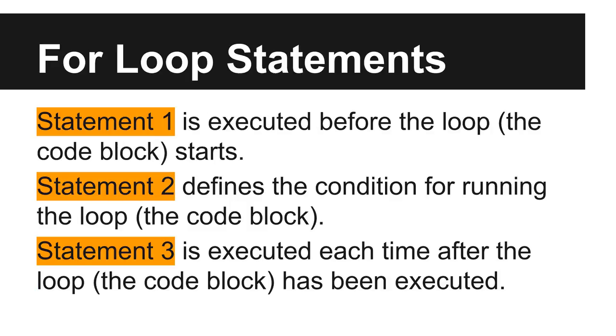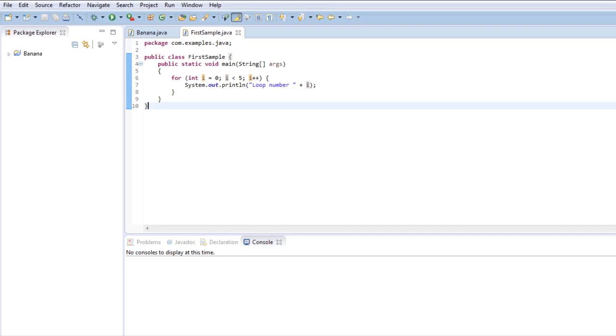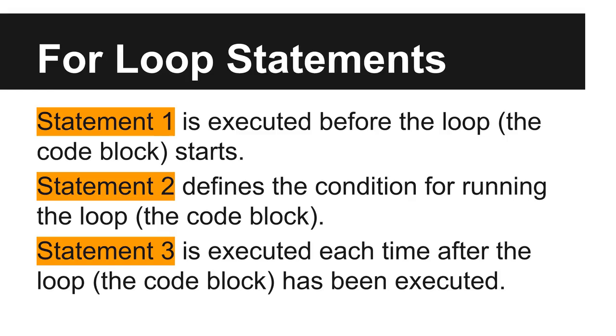So what are these statements? Statement 1 is executed before the loop, and it's used to initialize a variable that we will use as a counter. And now I will jump to an example so you can see it more clearly. Here I'm initializing the variable, which will be the counter. In this case, I'm initializing it with a 0. Statement 2 defines the condition for running the loop. This one refers to the condition that must be true to continue looping.